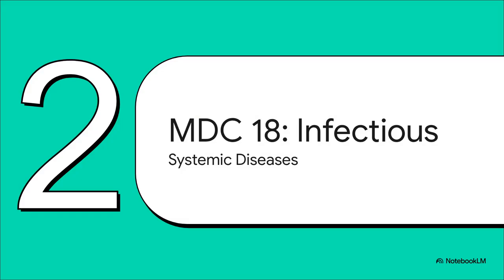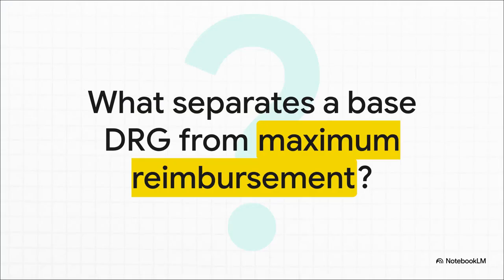Moving right along to Section 2, MDC 18, Infectious Diseases. As we dive into this category, I want you to keep this absolutely critical question top of mind. What exactly separates a base DRG payment from maximum reimbursement when we're coding these complex systemic infections? Well, the answer lies entirely in your documentation specificity and how well you understand the clinical criteria.